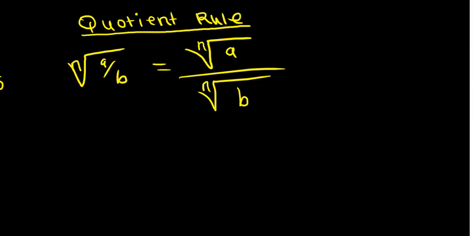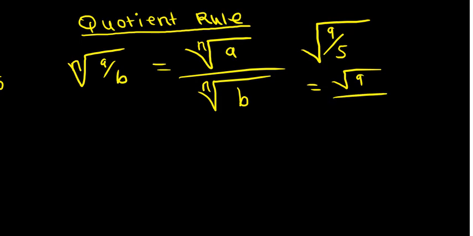So for example, you have the square root of 9 divided by 5. So this one will just be the square root of 9 on top divided by the square root of 5. So you're going to have 3 divided by the square root of 5 here. So that's all for this one.